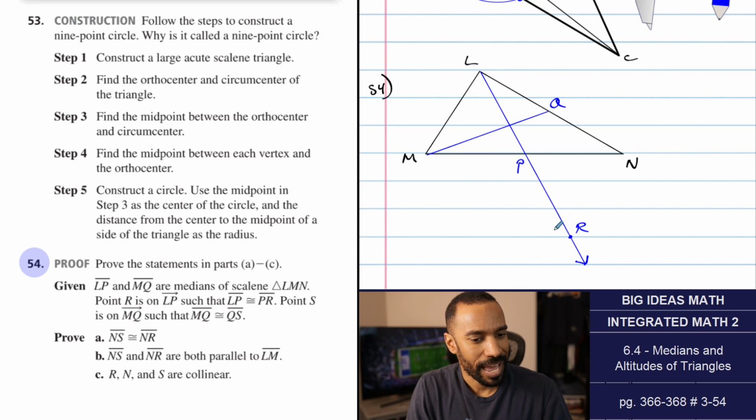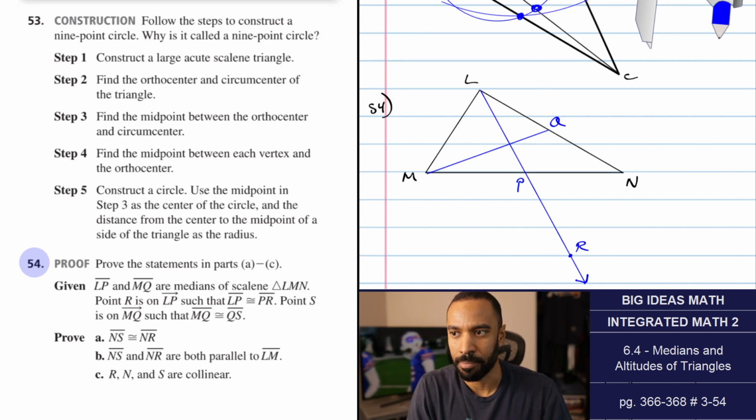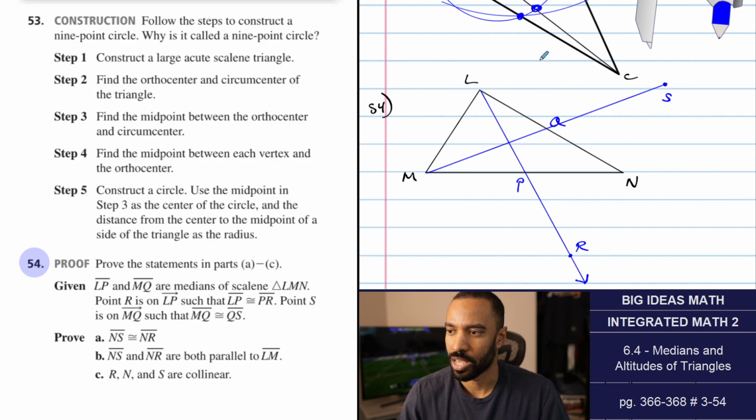Okay, point S is the same thing. Point S is on MQ such that, and so on. So let's stretch that out to there. This will be point S. Sorry if this gets in the way of other stuff. So here's S, and we need to extend that outward, probably.